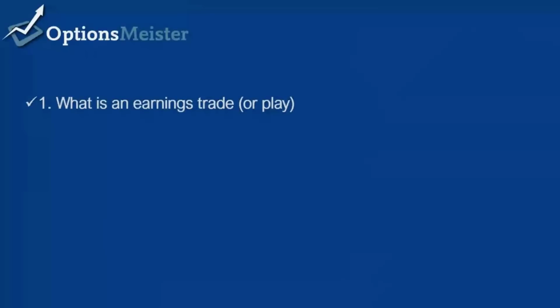So what is an earnings trade or play? I don't even know where they come up with these terms, but to me, it's just really a regular trade compressed in time.